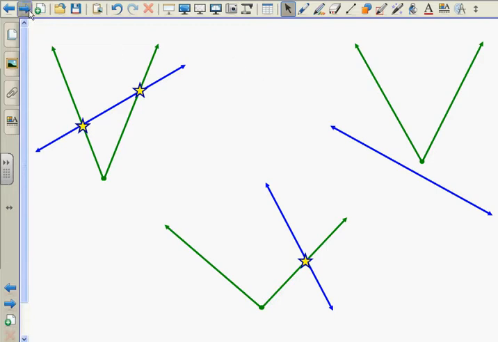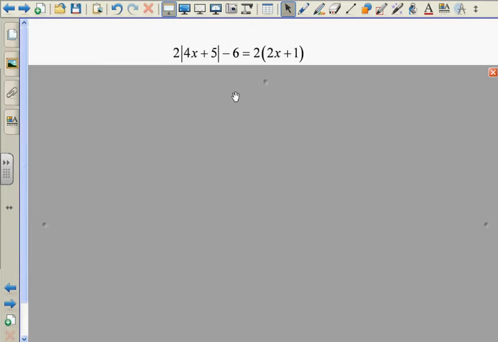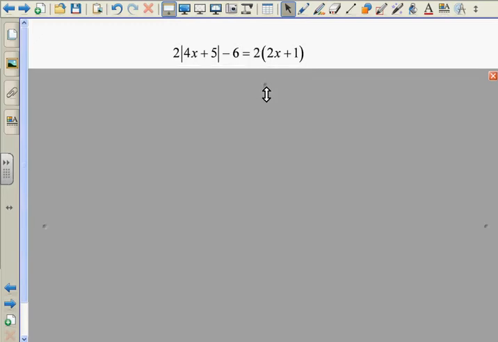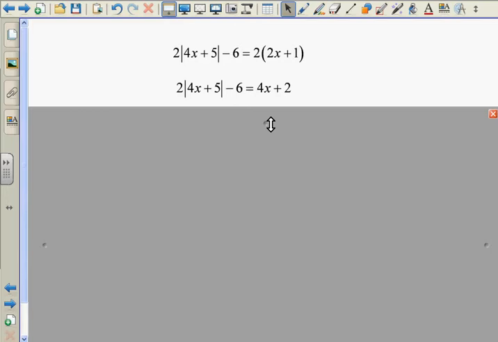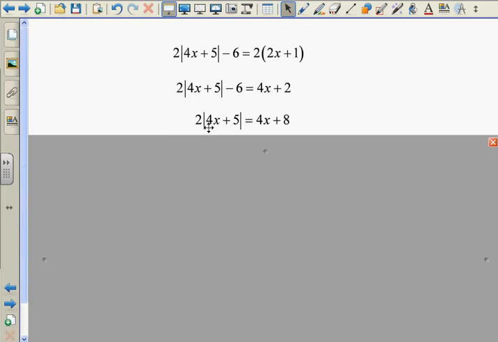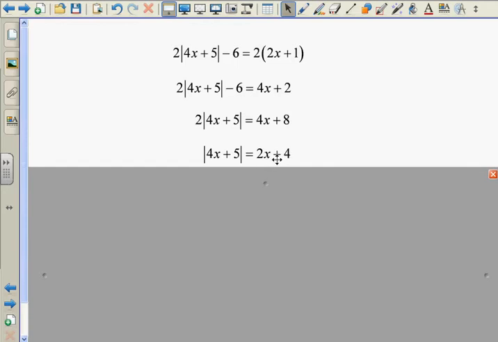So here we go. This is the one that I had up on the board right at the end of class where we were talking about how this is a different graph than we're used to because of that 4 in with the x. But for solving purposes, it's the same. So first thing we're going to do is distribute out this linear, distribute that 2 through, which results in the 4x plus 2. Now our goal is to get the absolute value by itself. So we got to add the 6 over, which causes the 8. Divide by the 2, which causes the 2x and the 4. Now it's by itself, so we're ready to split.